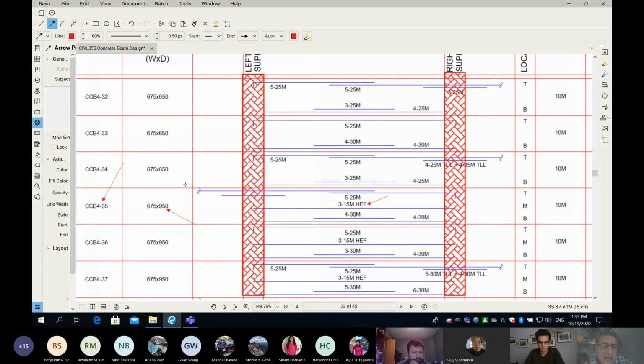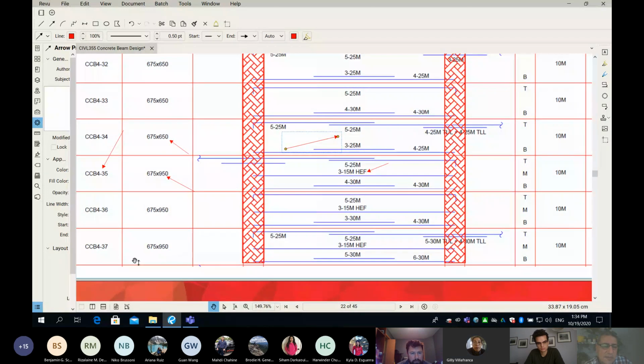How about this one here, which is only 650? What do you think? Do we have any skin reinforcement? No, because of the depth. So anytime, and you can see another beam here, which is 37, we have a 950 and we have a 315M each face.